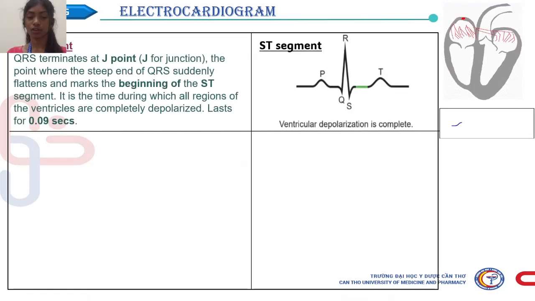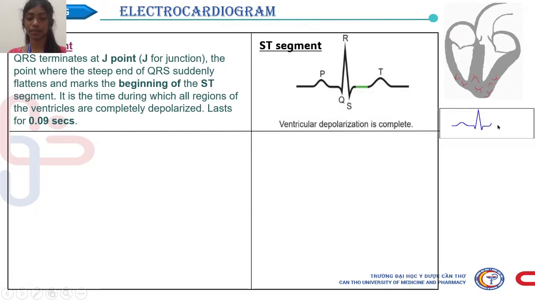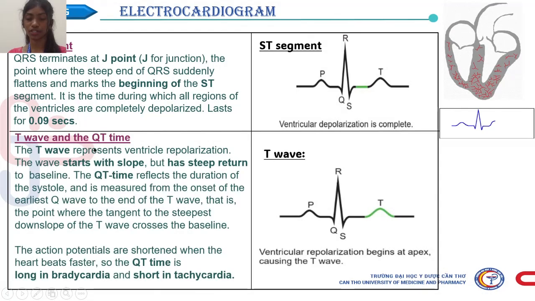ST segment. The QRS terminates at the J point, the point where the steep end of the QRS suddenly flattens and marks the beginning of the ST segment. It is the time during which all the regions of the ventricles are completely depolarized, and it lasts for 0.09 seconds.